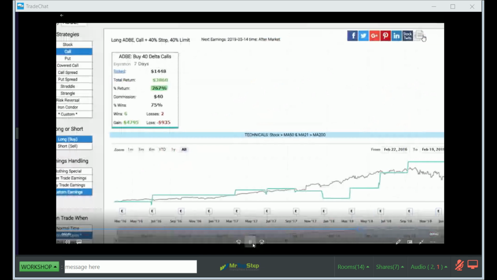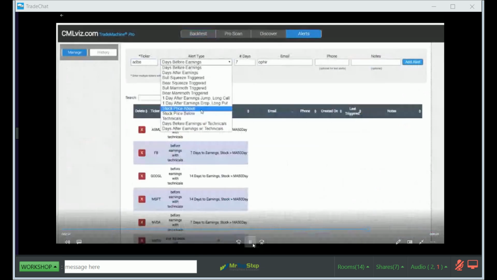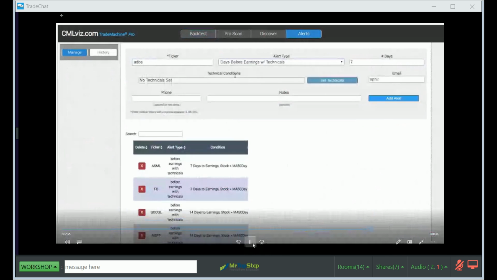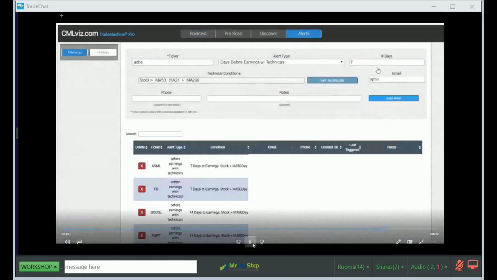I'll set an alert. It's going to be for Adobe. Days before earnings with technicals, 7 days before earnings. The technicals are going to be the stock price is above the 50-day moving average, and the 21-day moving average is above the 200-day moving average. I'm going to put my notes in there. So I have a link to the back test. And before that, I'll just remind myself what I'm doing, which is getting long a call.